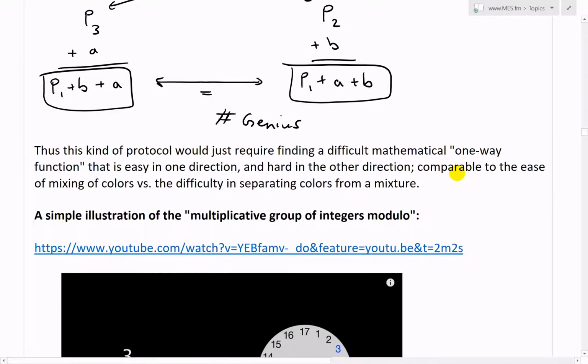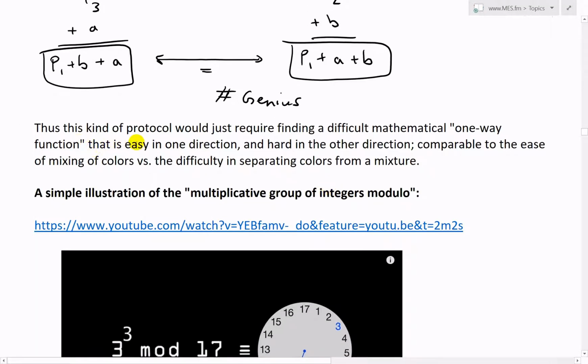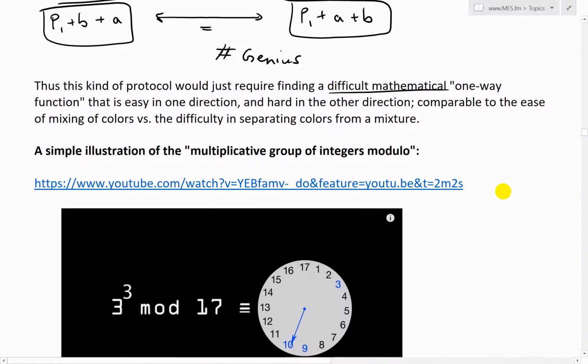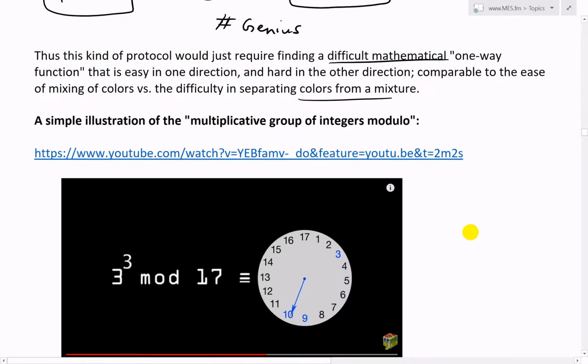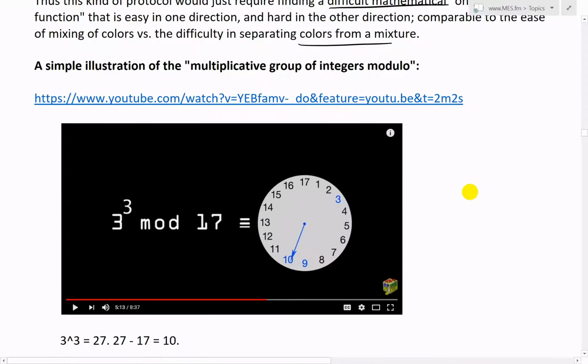So now if we want to do this with numbers, this kind of protocol would just require finding a difficult mathematical one-way function that is easy in one direction and hard in the other direction, comparable to the ease of mixing colors versus the difficulty in separating colors from a mixture. And here's an example that some of the cryptography functions use. It's a simple illustration of the multiplicative group of integers modulo.